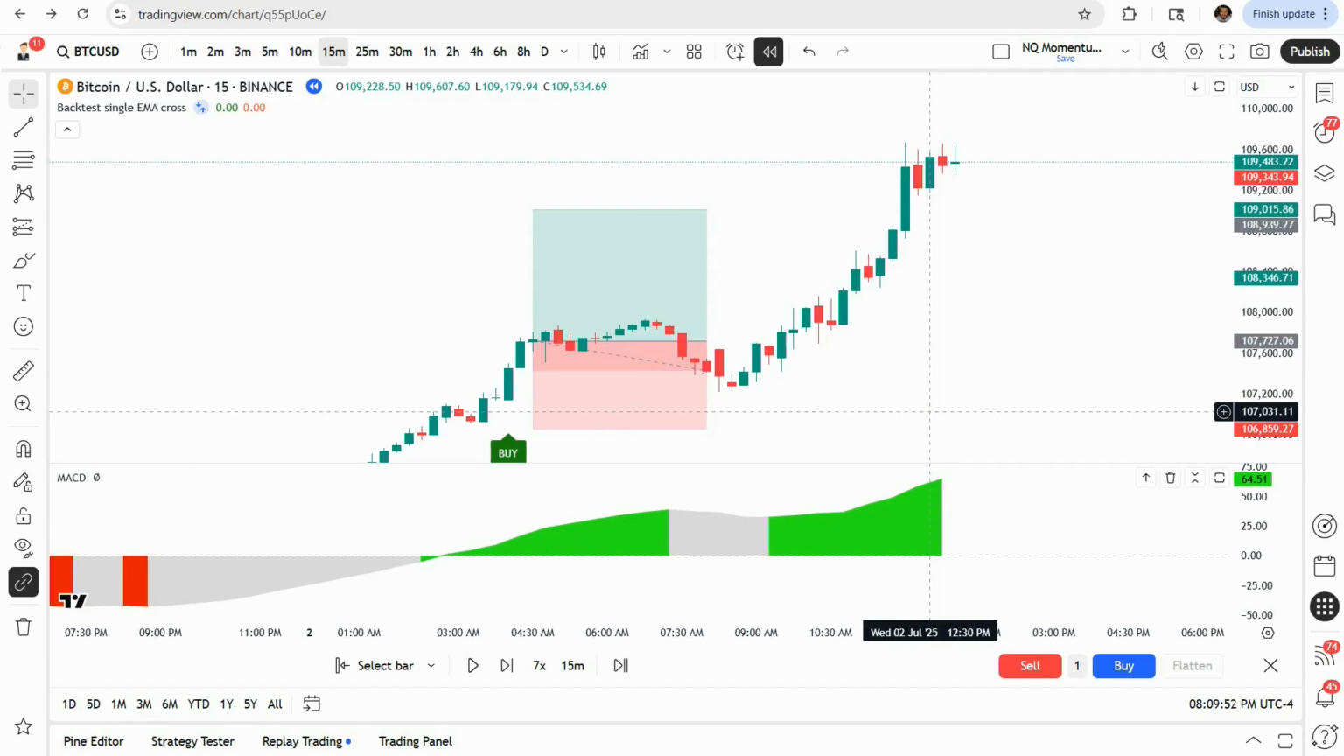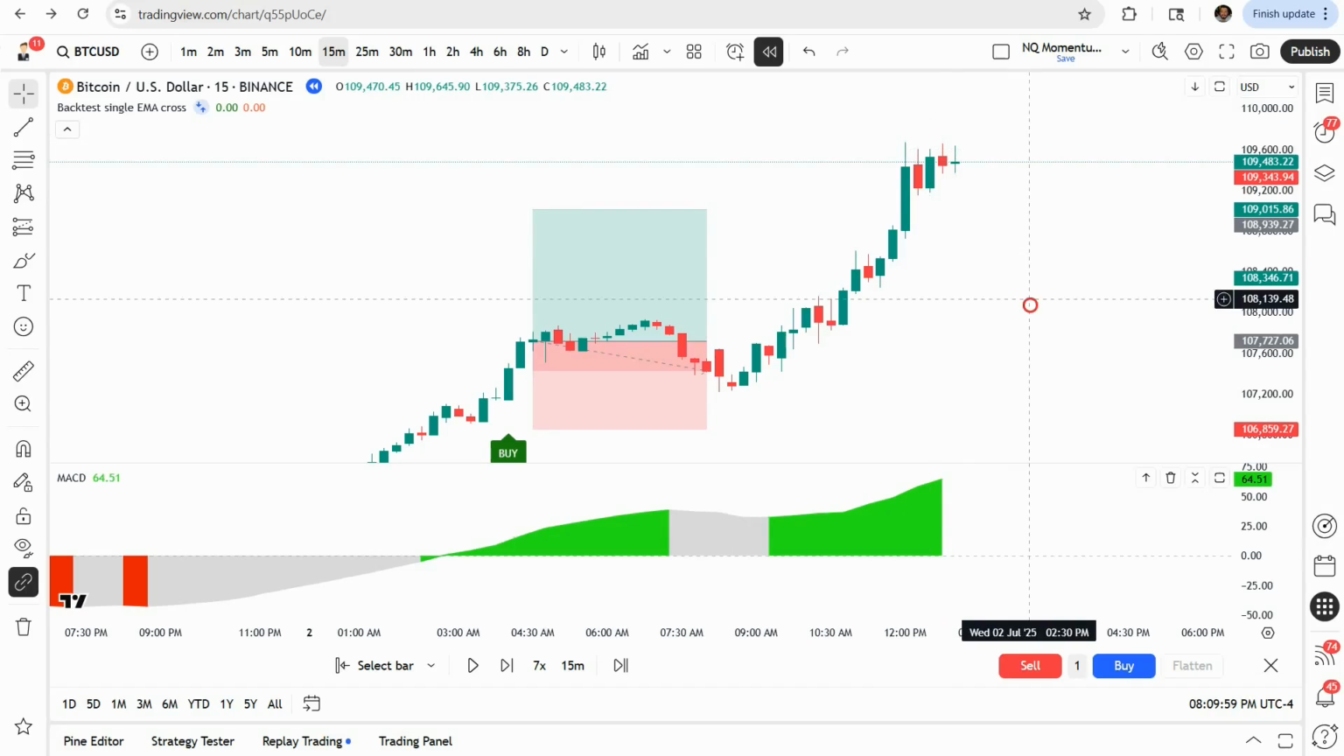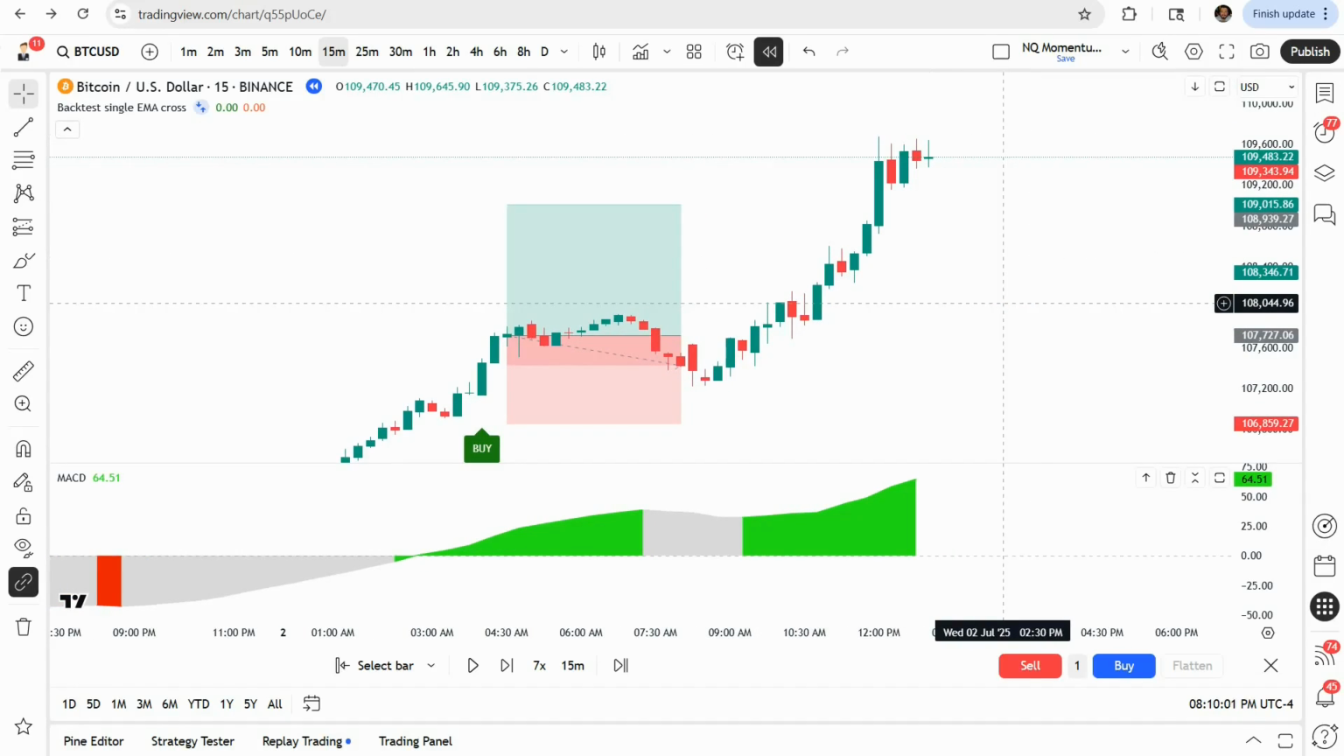And this one has very similar results. We make a little bit of a push to the upside, we pull back and consolidate a little bit and then make a nice push to the upside, getting us to our take profit.